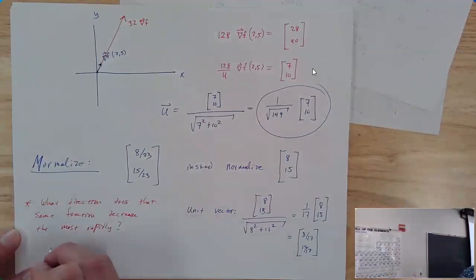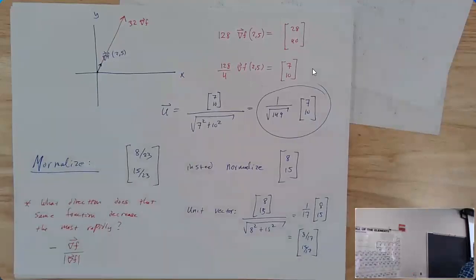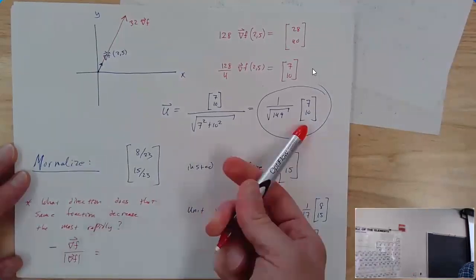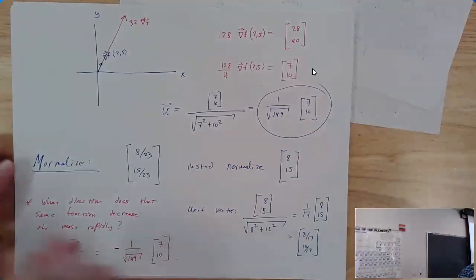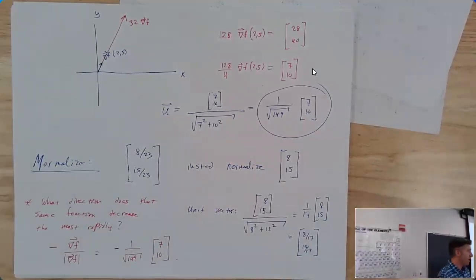The answer is the negative gradient divided by its own magnitude, because we want it to be a unit vector again. So in this case, it would be the negative of that answer right there: negative 1 over root 149,710. Because all you're doing is, instead of going up the hill, you're turning around and going down the hill in the opposite direction. Still super steep, or as steep as it gets.